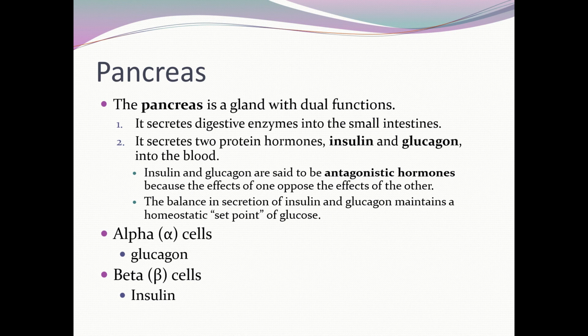Insulin and glucagon are said to be antagonistic hormones because their effects oppose each other. The balance in secretion of insulin and glucagon maintains a homeostatic set point of glucose. In the pancreas, the alpha cells will secrete glucagon, and the beta cells will secrete insulin.